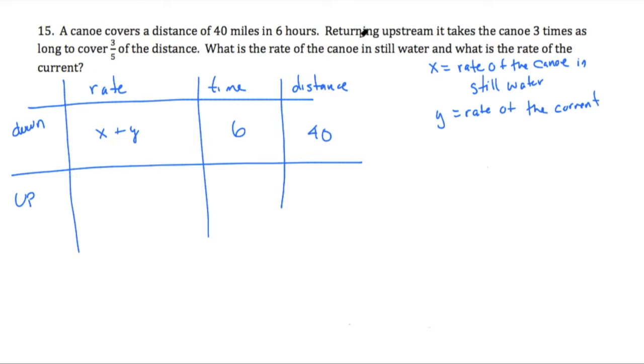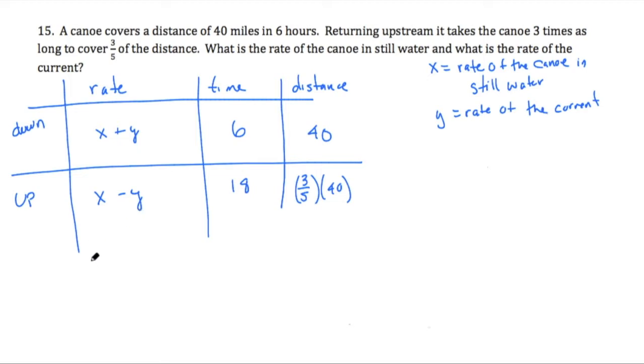Now, here's the little trick. They said returning upstream, it takes the canoe 3 times as long. Well, we're not too tricked by that. If it took 6 hours before, now it's going to take 18 hours because that's times 3. But they also said that it's going to only cover 3/5 of the distance. So it was 40 miles, so I'm just going to say 3/5 of 40 for the time being, just so we can see where that's coming from. We'll calculate that in just a second. But of course, if we're going upstream, we're taking the speed of the canoe and we're subtracting the rate of the current because that's slowing us down.